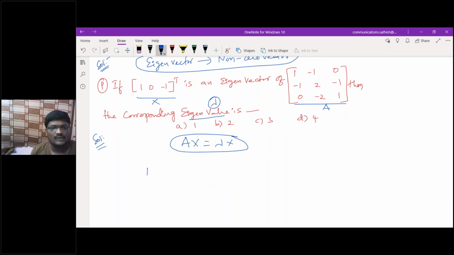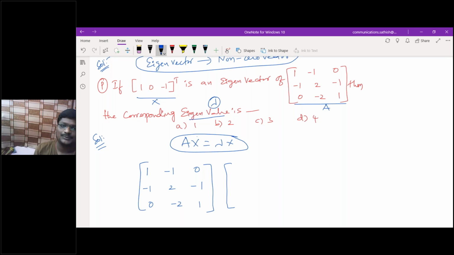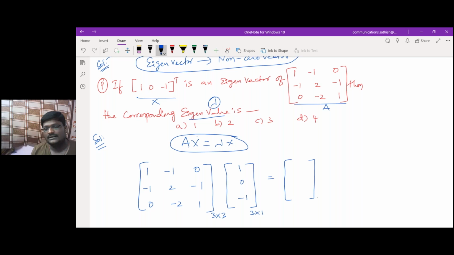So take the left hand side. A is 1 -1 0, -1 2 -1, 0 -2 1. That is A. Then the x vector. Here they have given this as a transpose, it is row wise. If I do the transpose, what will I get here? Column wise only, or not? Yes, sir. This is a 3 by 3 matrix, this is a 3 by 1 matrix. The final result will be a 3 by 1 matrix only. So multiply and give me the answer for this.